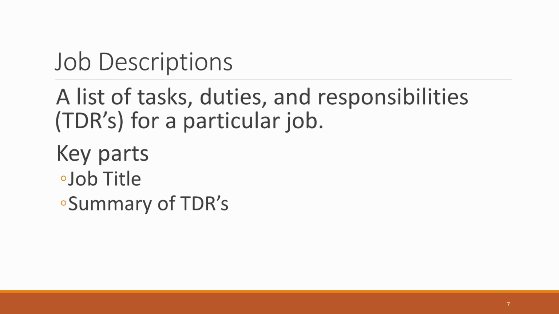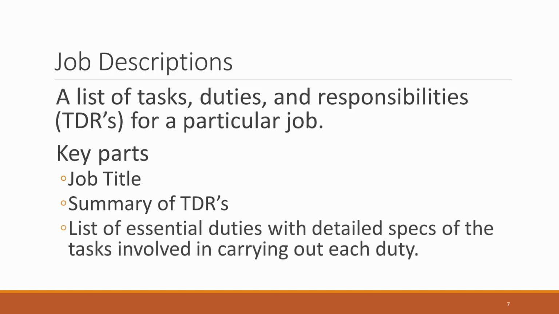Sometimes you've got supervisor level A, supervisor level B, or welder 1, welder 2, welder 3, welder 4. And those could be different job titles, and they could have different duties and responsibilities. So summarize the TDRs, and then you do need to have, for legal purposes, a list of the essential duties with their detailed specification of the tasks involved to carry out each duty.